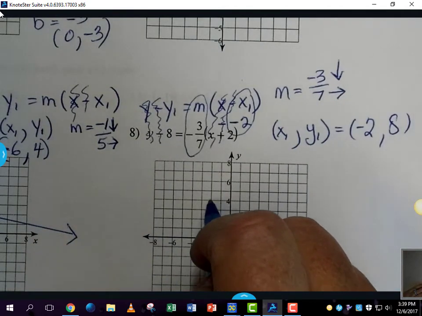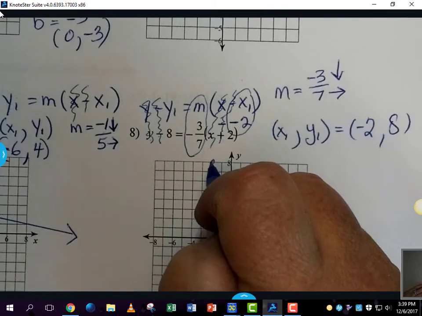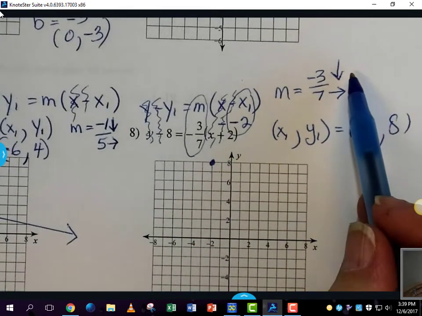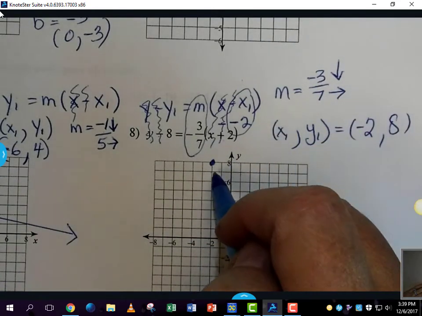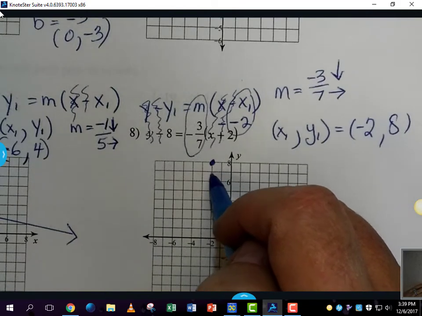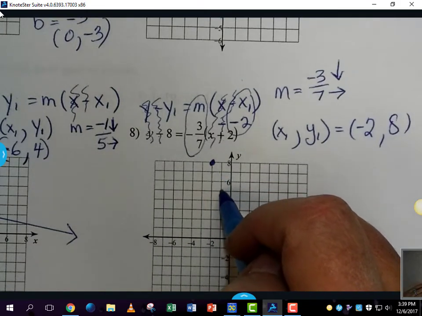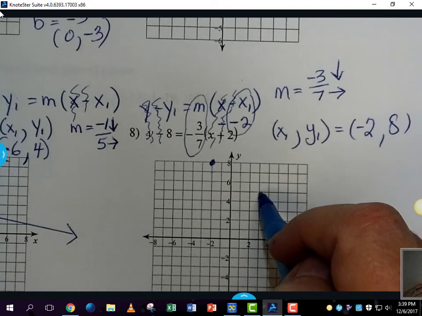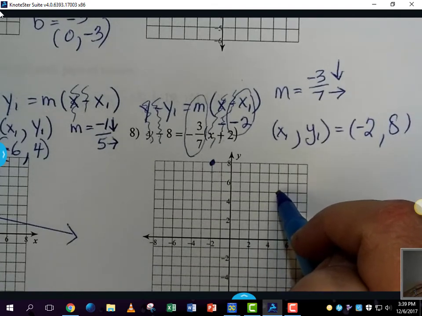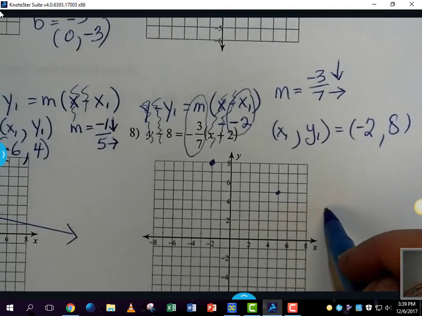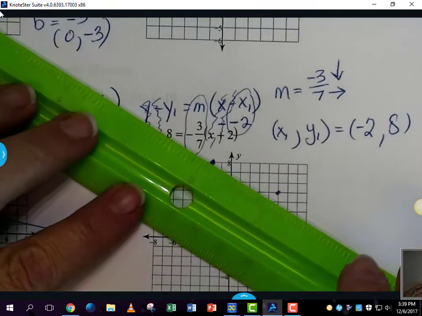1, 2, 3, 4, 5, 6, 7, 8. And then this is telling me to go down by 3 and right by 7. Down 3, 1, 2, 3, and right by 7. 1, 2, 3, 4, 5, 6, 7. Clearly, if I go down 3 and right again, I'll run out of space.